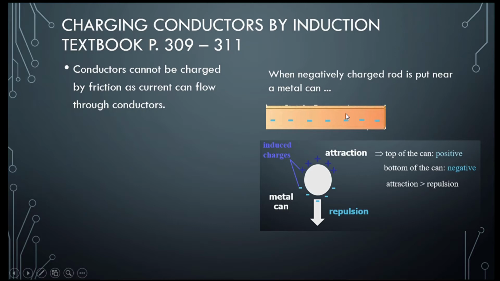The rod is negatively charged, while the top of the can is positively charged. That's why they attract each other, while the electrons that are repelled by the negatively charged rod stay in here, at the bottom of the can, because of the repulsion force.